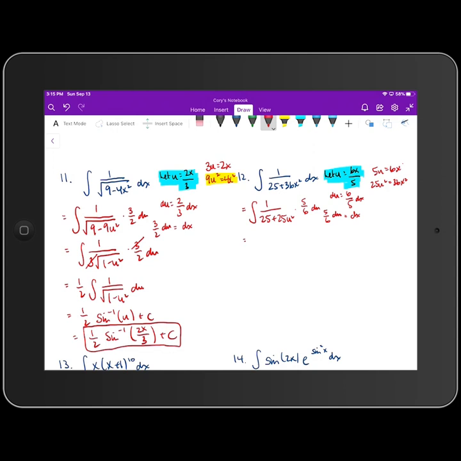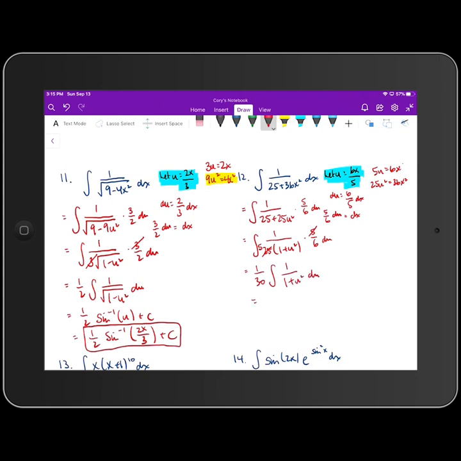Okay, so we can factor a 25 out from the denominator. And that leaves me with 1 plus u squared times 5 over 6 du. So we have a factor of 5 on top and on bottom that are going to cancel. And then we have 1/5 times 1/6, which is 1 over 30. I can pull that out front. This becomes the integral of 1 over 1 plus u squared du.